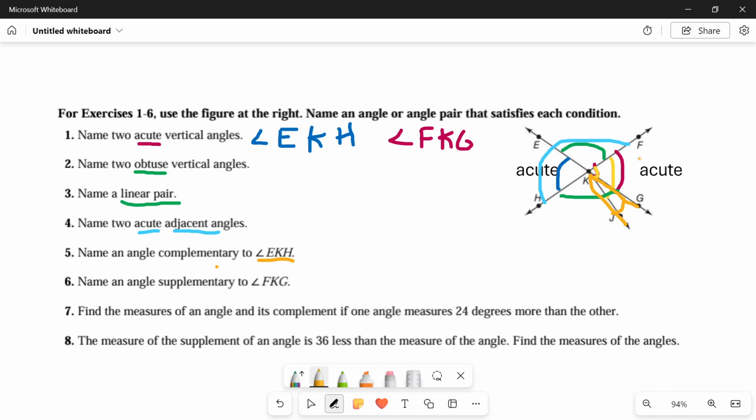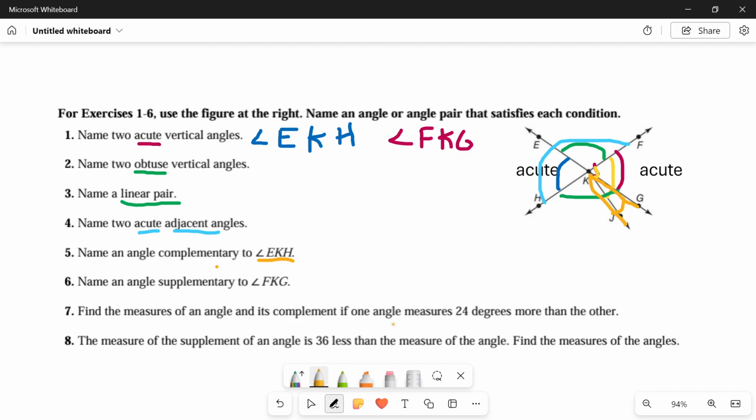And an angle supplementary to FKG is this one. And so supplementary means it makes a 180-degree angle. So I would go FKE. So that would be my angle there.